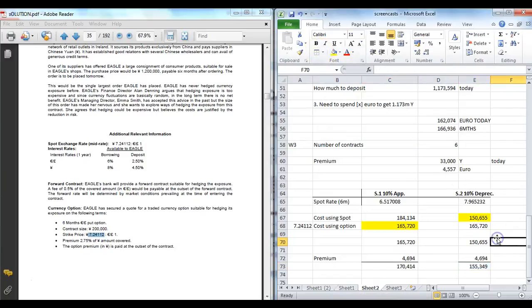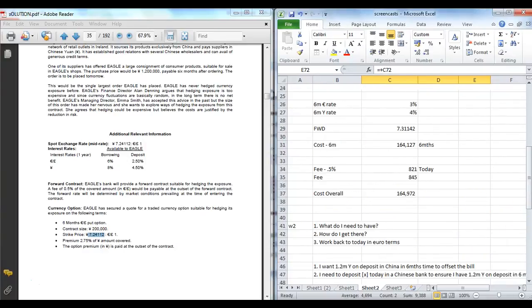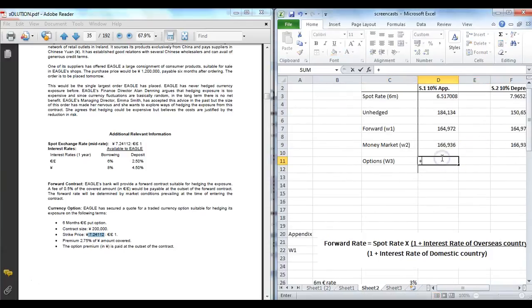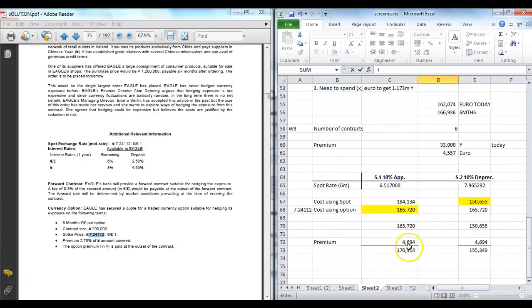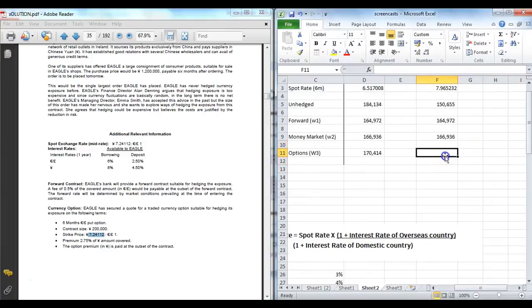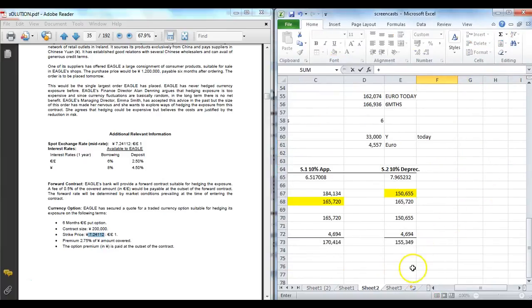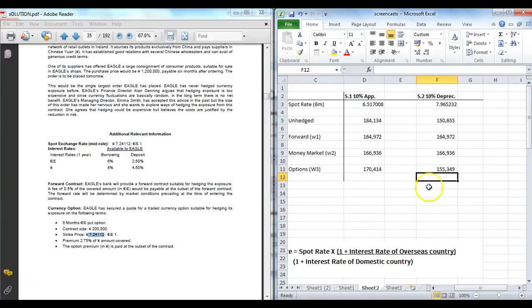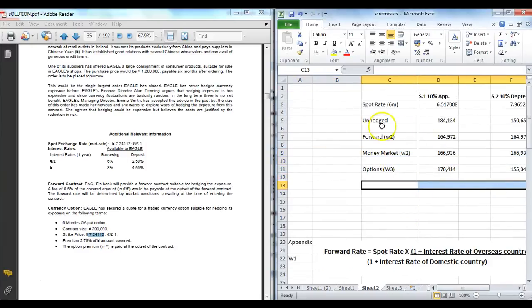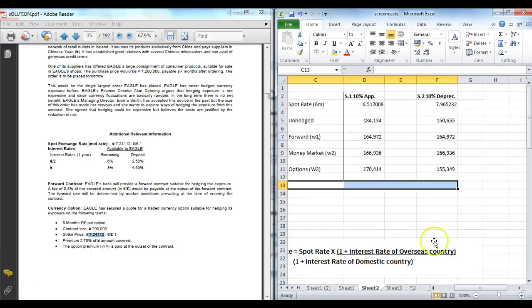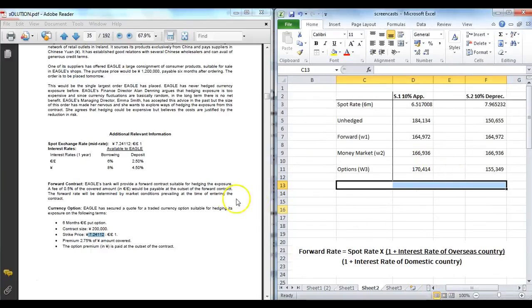So notice the key point is here, regardless of whether we use the option in scenario 1 or we don't use the option, you have to pay the premium. So that's like an insurance premium. Even if you don't use the insurance policy, you have to pay it up front. So we look at here then, the option for scenario 1 will cost 170, and the option for scenario 2 then will cost 155. So that is essentially, we have now finished part A.